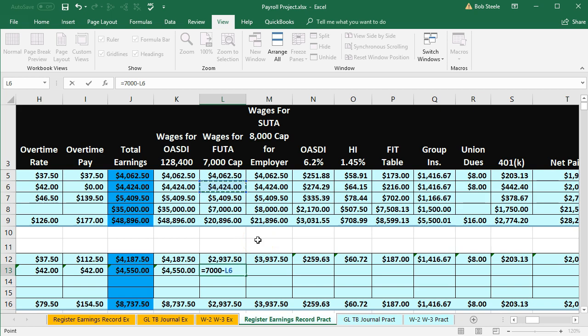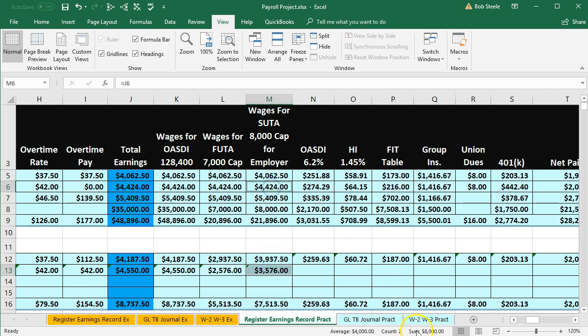There's only one prior period. And that's going to be 2,573, meaning this plus the prior period equals the 7,000, which is the cap. So we can't use the whole amount because it capped out. Same thing with SUTA, except there's an 8,000 cap. So equals 8,000 minus the prior period SUTA, 4,424, tab. Then this number plus the prior period goes to the cap of 8,000. So we can't pick up the full number here. We have to pick that up.